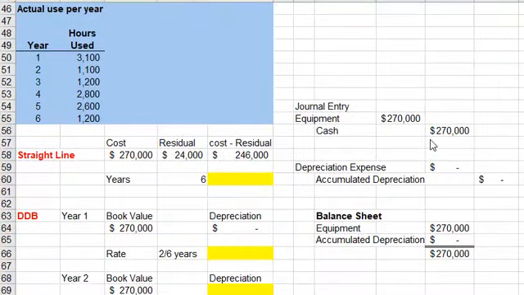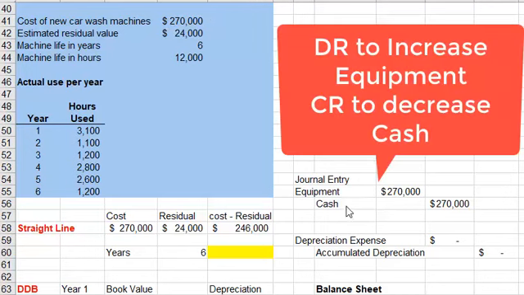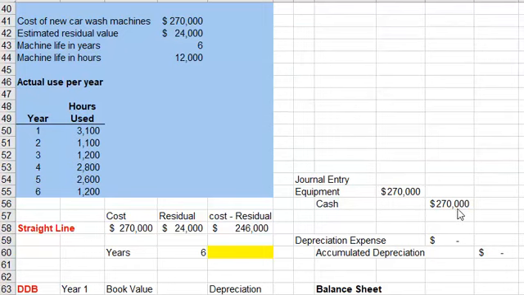Let's first look over here at our journal entry that we will do to purchase this piece of equipment. The journal entry would be equipment of $270,000 and cash of $270,000. This could also be an accounts payable. Now let's take a look at straight line.